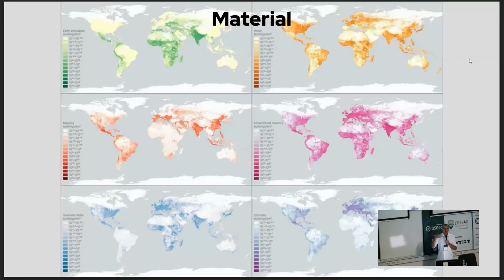As I said, we try to understand the structural types of the buildings. Here's a distribution of different building materials that we have assigned to these buildings. From earth and adobe, top left, and wood, masonry, unreinforced masonry, important for earthquakes, and then to steel and metal and concrete buildings down there. And you see the distribution is quite different if you look at it on a global scale.